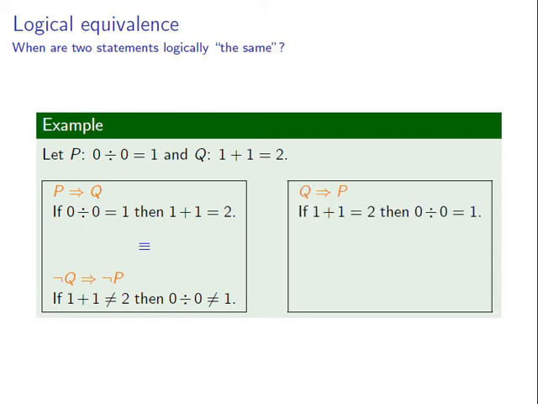The statement Q implies P is: if 1 plus 1 equals 2, then 0 divided by 0 equals 1. Its contrapositive is: if 0 divided by 0 is not equal to 1, then 1 plus 1 is not equal to 2. These two statements are logically equivalent. None of the first two statements is equivalent to any of the last two statements.